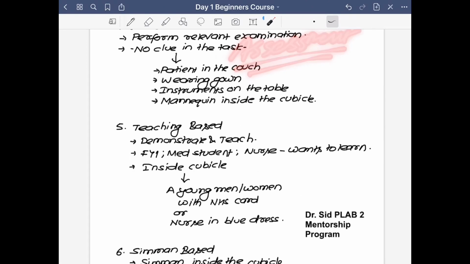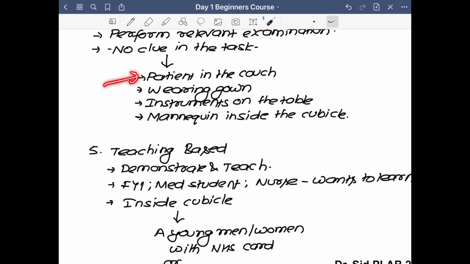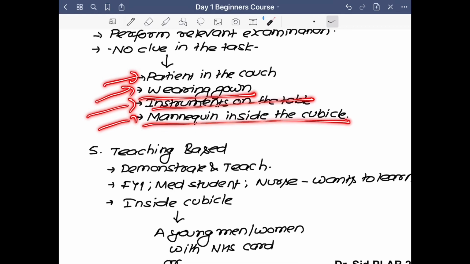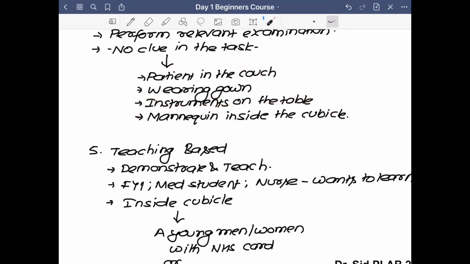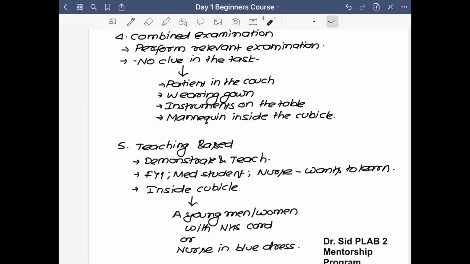For example, you will see the patient on the couch. You will see the patient wearing a hospital gown. You will see some instruments on the table. Sometimes you will see the mannequin inside the cubicle. So these are the clues. Therefore, make sure that you are properly scanning the environment inside the cubicle as well. That is also providing you the clues of the task.